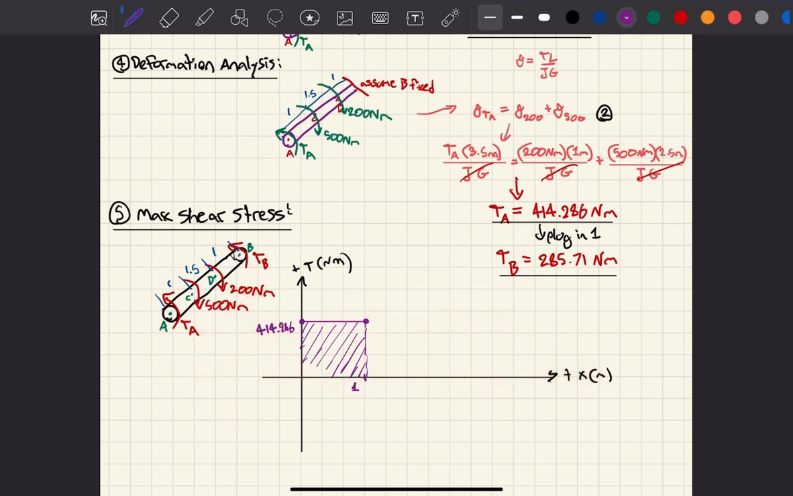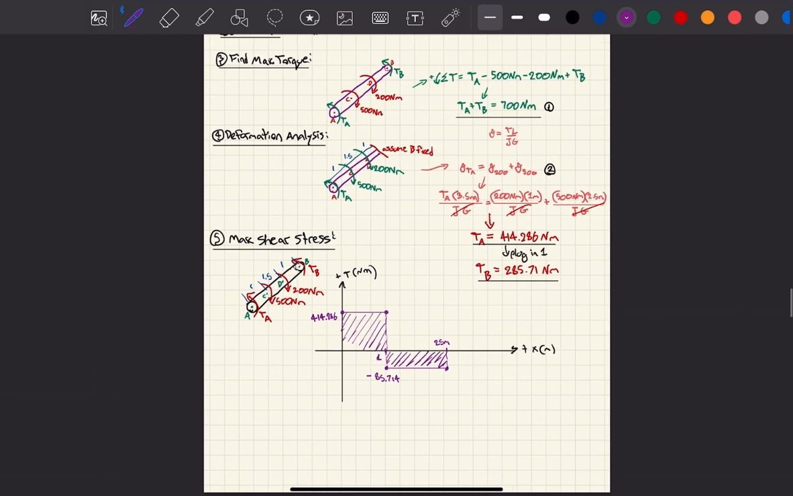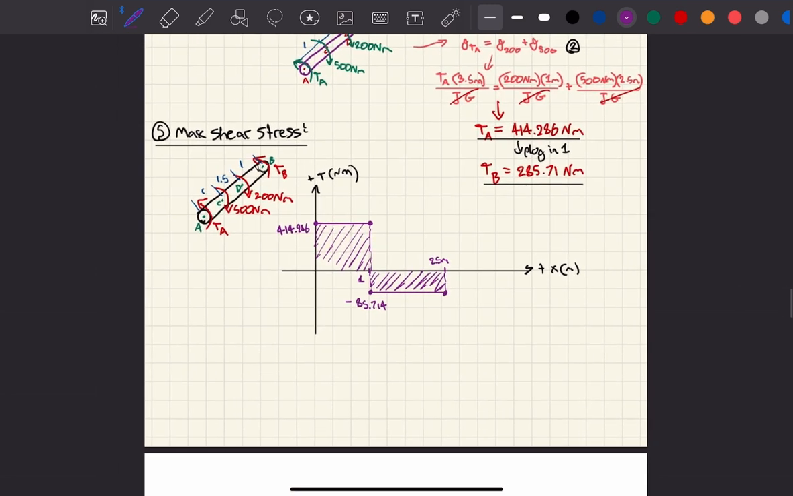So I'm going to plug that in. It might be around here, so minus 85.714. And then it's going to be constant from C all the way to D, so from 1 all the way to 2.5, and then I end here again at 2.5 meters. Basically what we're doing is finding the internal torque, the torque that our shaft actually endures.